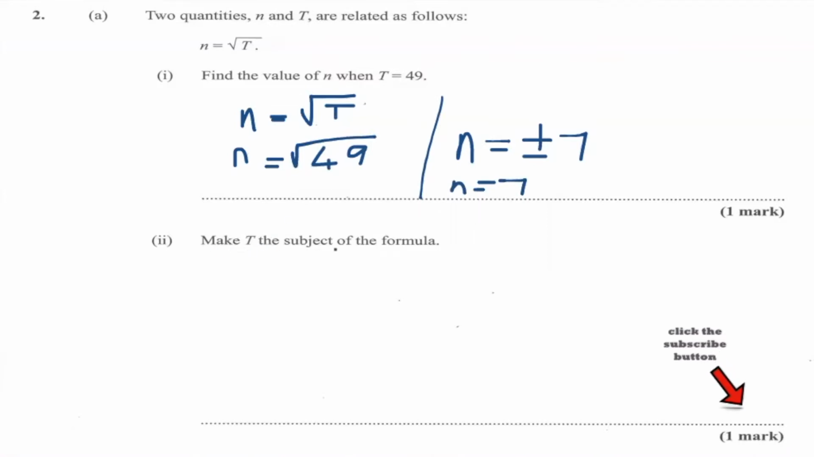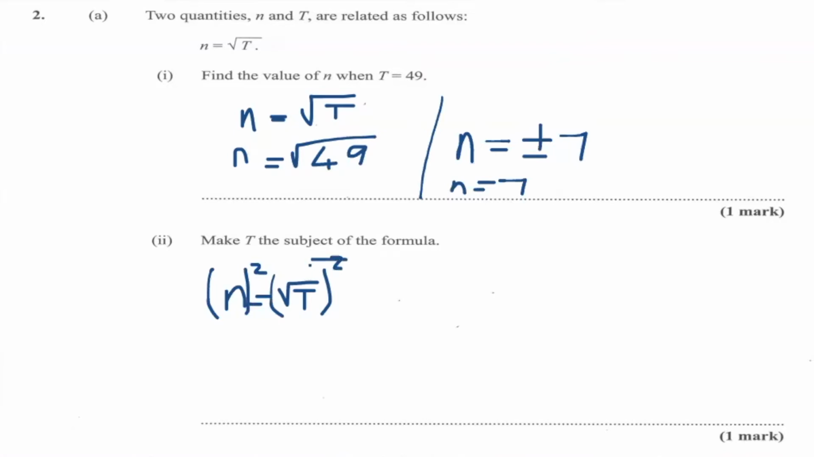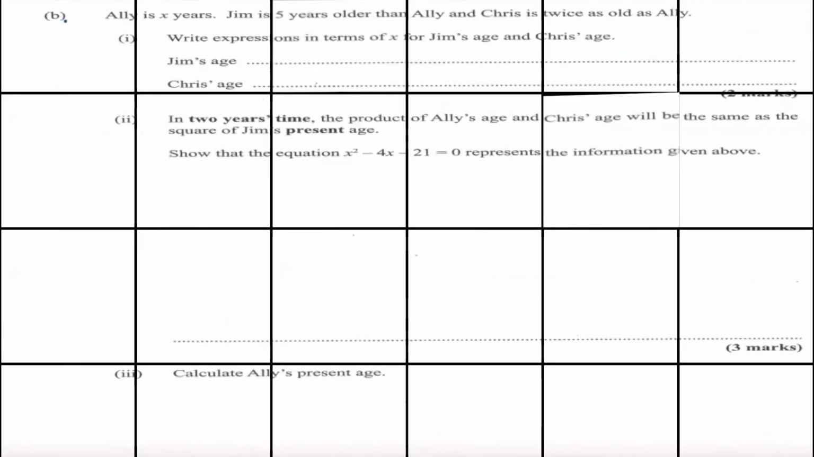Make t the subject of the formula. So I have n is equal to the square root of t. To get rid of the square root, we have to square both sides. Whenever we're trying to get rid of a square root, we square both sides. Square cancels the square root, so that means I have n squared is equal to t. So in other words, t is equal to n squared. Next question.